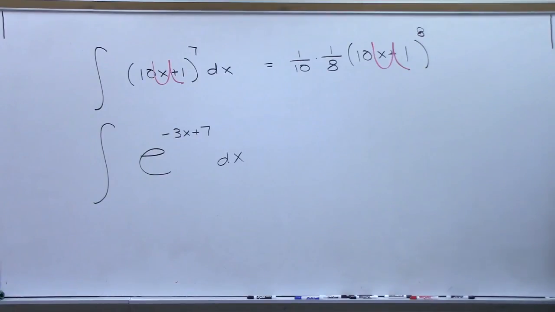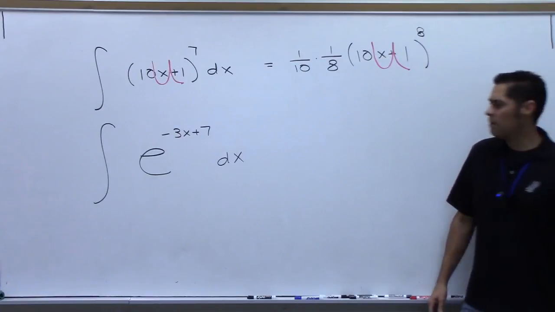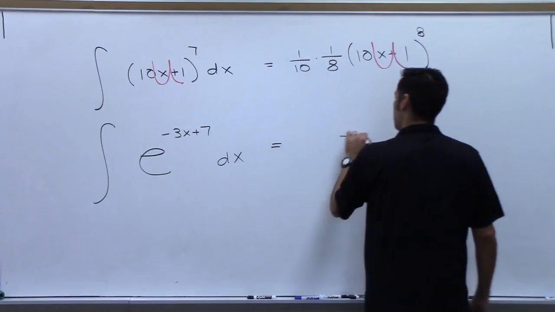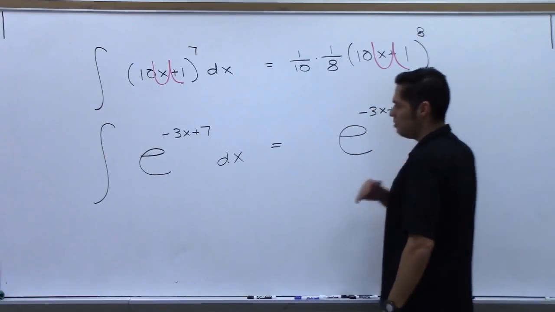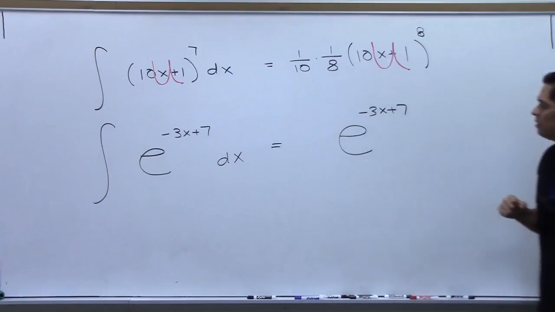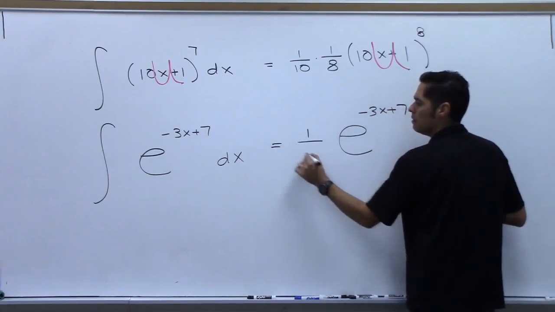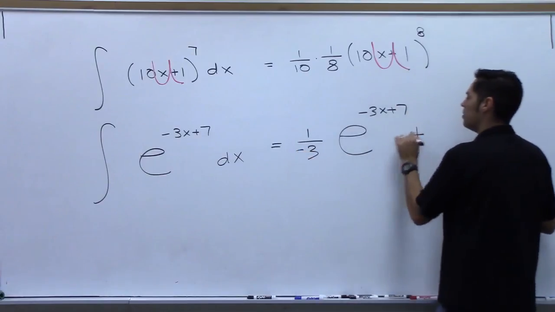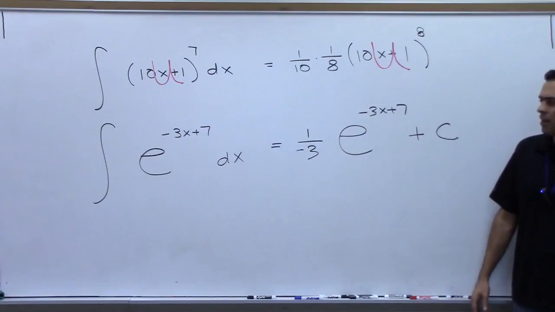What is the antiderivative of e raised to something? Itself, right? So this should just be e raised to that something. And that was linear, right? So what am I going to need to do? I need to do 1 over what out front? -3 plus c. And if you don't believe it, just take the derivative yourself, right?